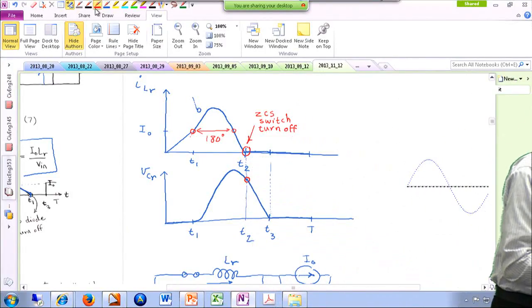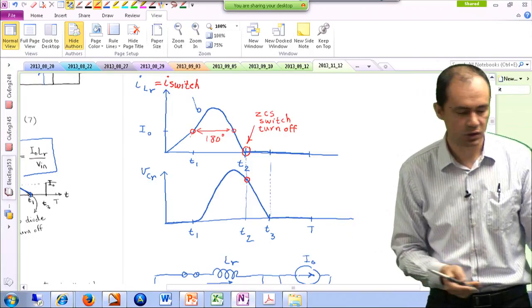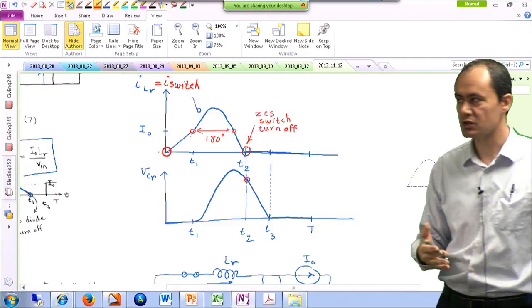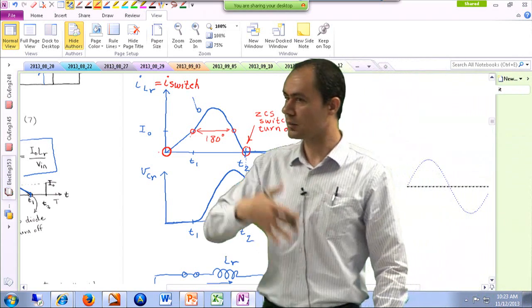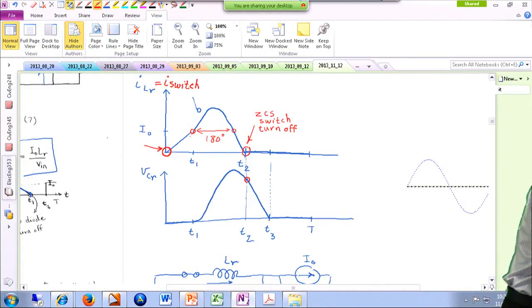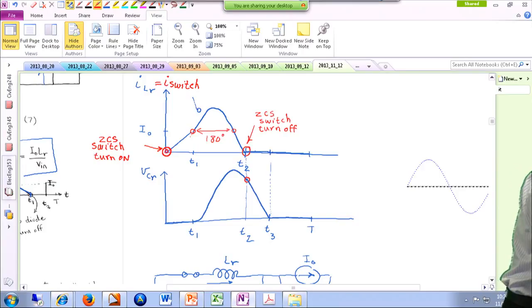If you focus on ILR, which is the same as I switch, obviously these two components are placed in series with each other, so they share the same current. At turn on, as soon as we turn the switch on, the current of the switch did not jump to a particular value. It gradually ramped up. So we have ZCS for the switch at turn on. And earlier we also discussed that we have ZCS for the switch at turn off. So good job here, good job here.